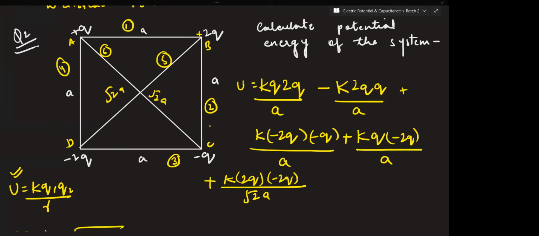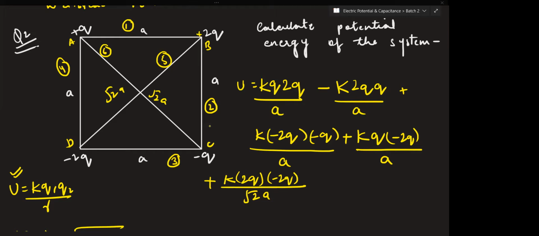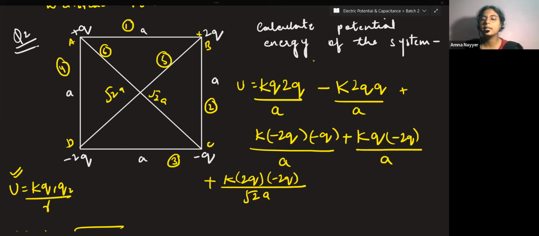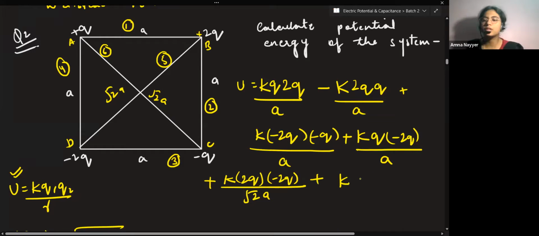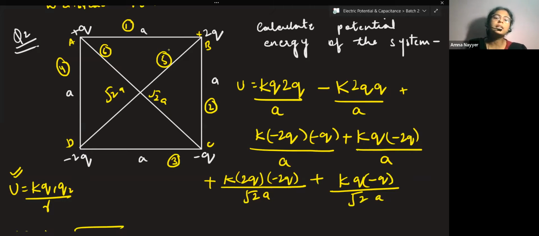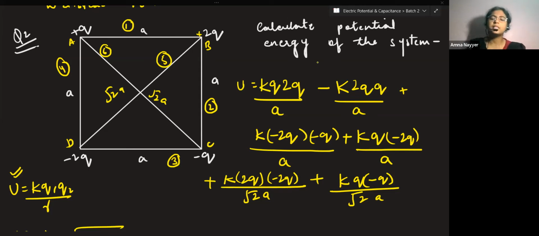Yes, full sum. KQ times minus Q by root 2A. Correct. See, this will be K, first charge is Q, other charge is minus Q, divided by the separation between them, which is root 2A. Now is it clear to all of you? Huzefa, Hiba? This is how we write it. Now we just have to solve it.